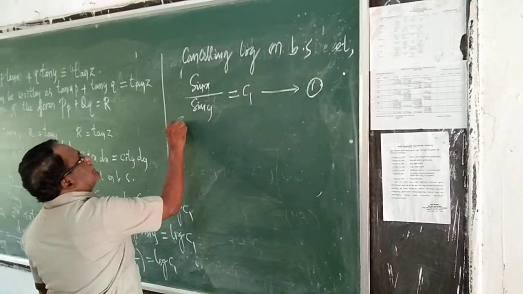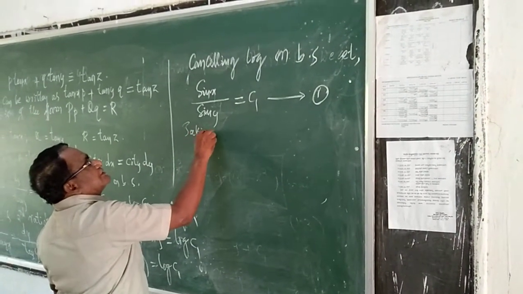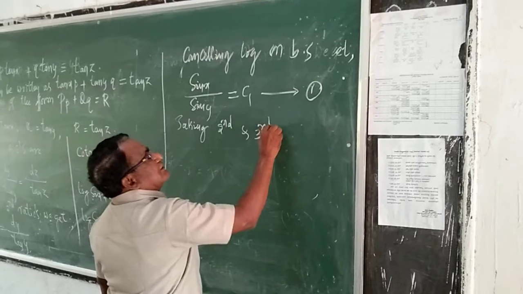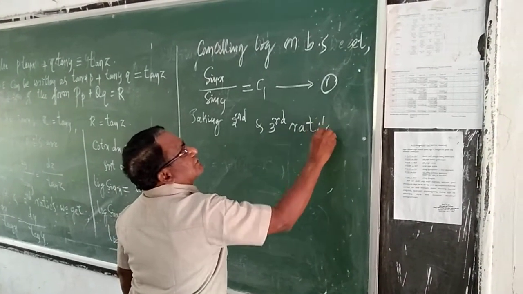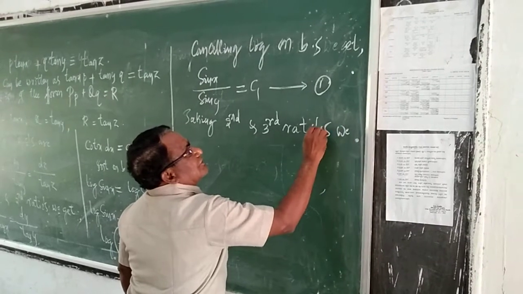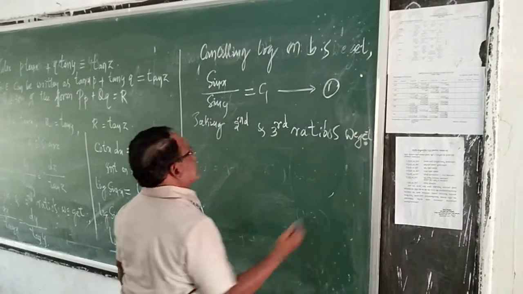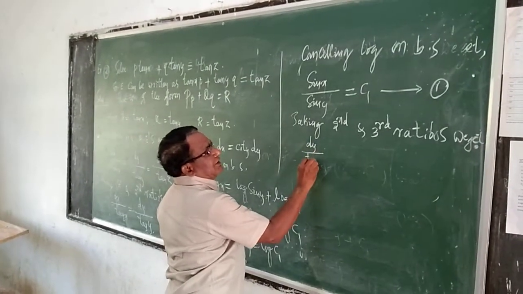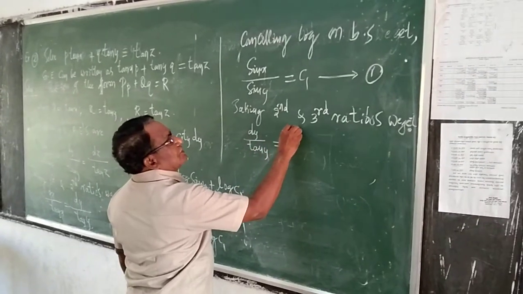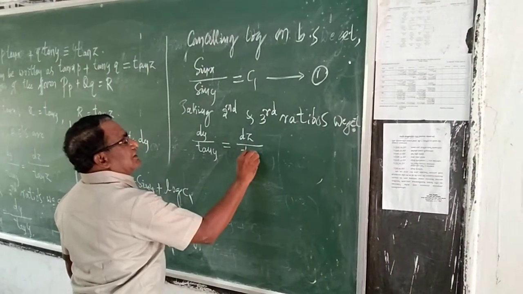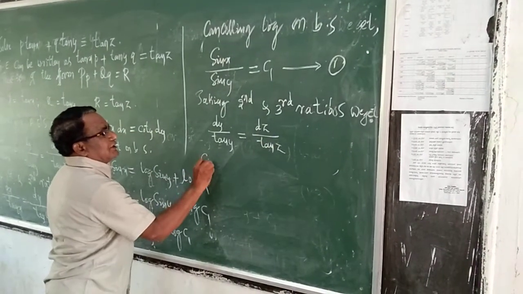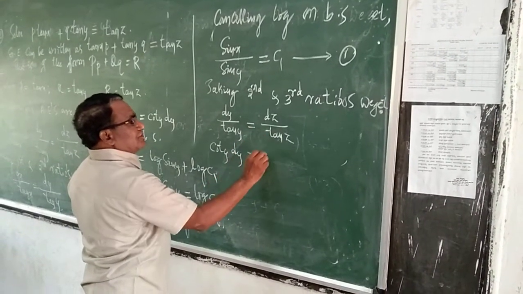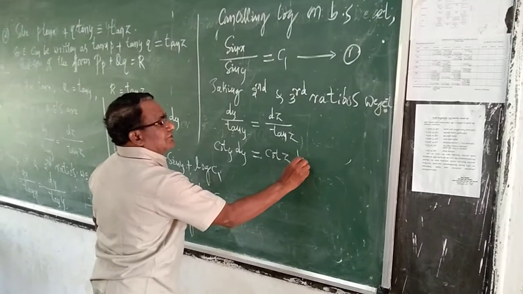Next, taking second and third ratios we get, so what is your second ratio? It is dy by tan y is equal to, what is your third ratio? dz by tan z. This can be written as 1 over tan y, which is cot y, into dy, and 1 over tan z, which is cot z, into dz.